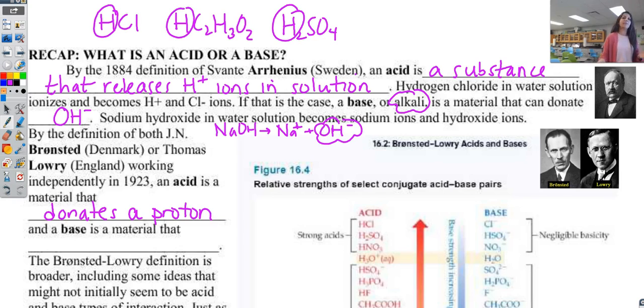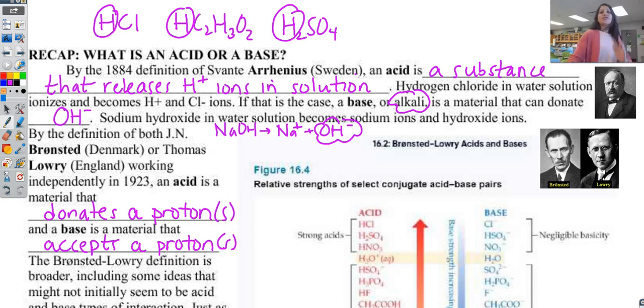So then what's a base? Well, if the acid is donating the proton, the base is going to be accepting a proton. So now this definition of a base is very different because it doesn't say anything about hydroxide. And sometimes you don't even have the hydroxide ion present in there. So a base is a material that accepts or latches onto a proton or protons. I'm going to put kind of an apostrophe S in there.